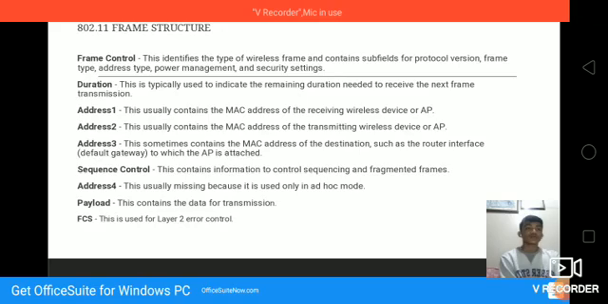Sequence control. This contains information to control sequencing and fragmented frames. Address 4. This is usually missing because it is used only in ad hoc mode. Payload. This contains the data for transmission. FCS. This is used for layer 2 error control.